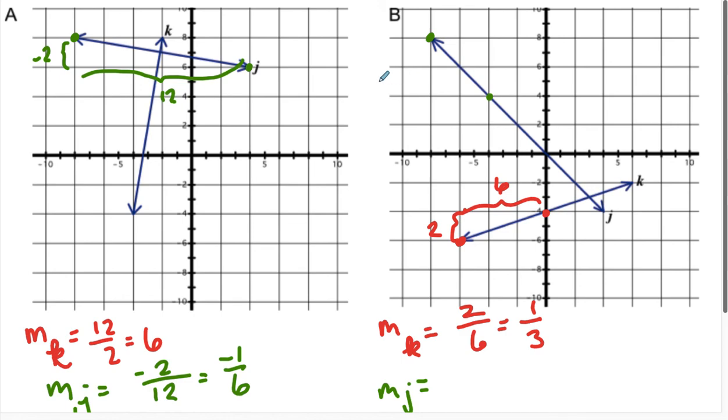Okay, so now line J is going down 1, 2 boxes, so that's 4 units, and -4 because it's going down, and then another 2 boxes, so that's +4. So that's -4 over +4, so that's equivalent to -1.